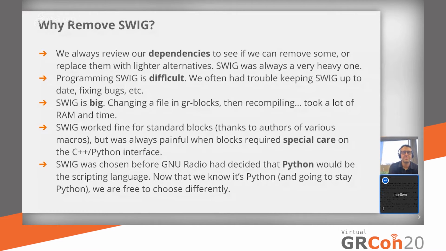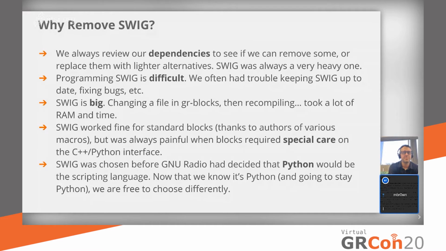First of all, anything that's a dependency of GNU Radio is something we review regularly. We have a bunch of dependencies: we require specific compiler versions, we require a specific version of Boost, and we have other dependencies that matter. We always look at them because dependencies are always a liability. We always want to make sure they're not dragging us down, or if we can remove them, or replace them with something better. And SWIG was one of the most invasive and problematic dependencies.